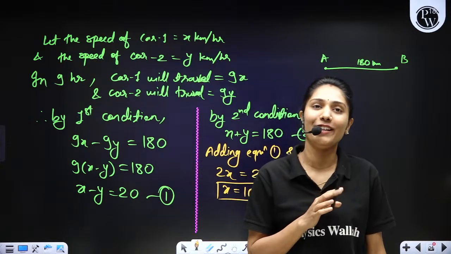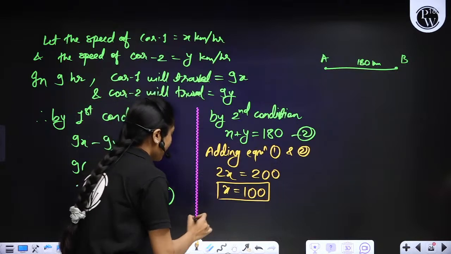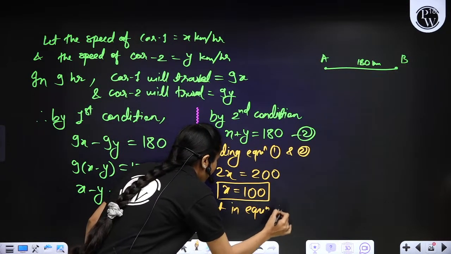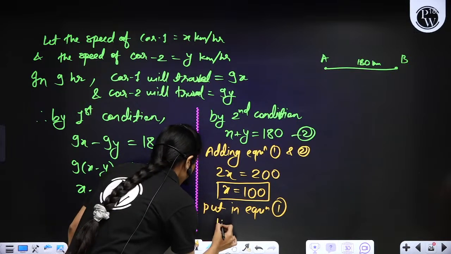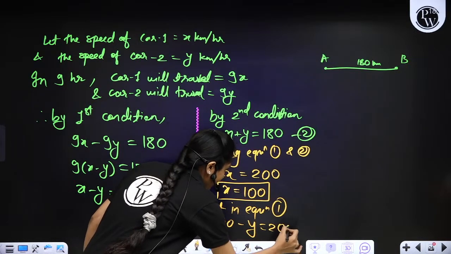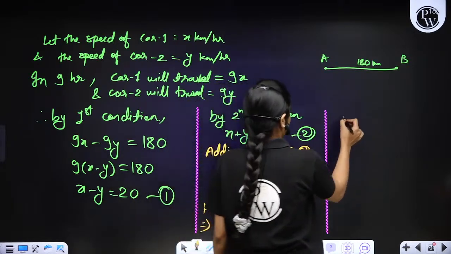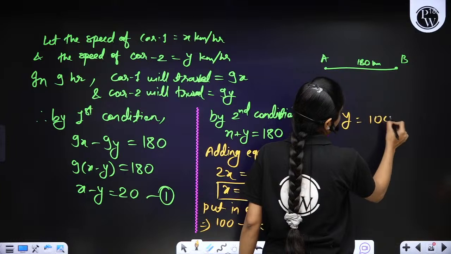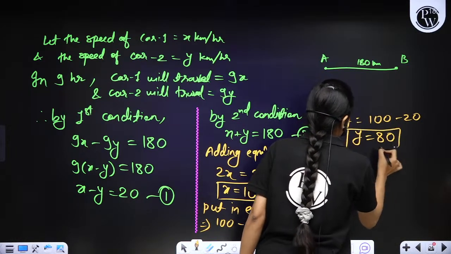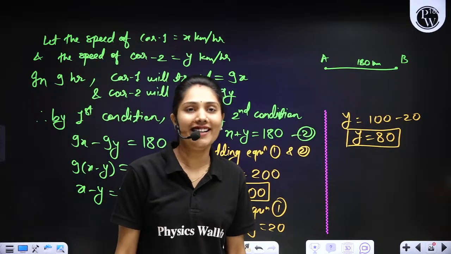Exactly. Very good. So x is equal to 100. Put it in equation 1. So it's 100 minus y is equal to 20. So y is equal to 100 minus 20. y is equal to 80. And therefore, the speed of the second car is 80 kilometers per hour.